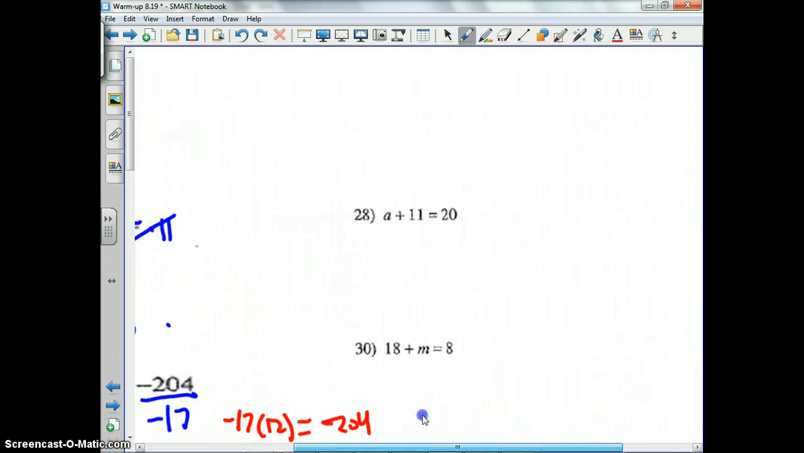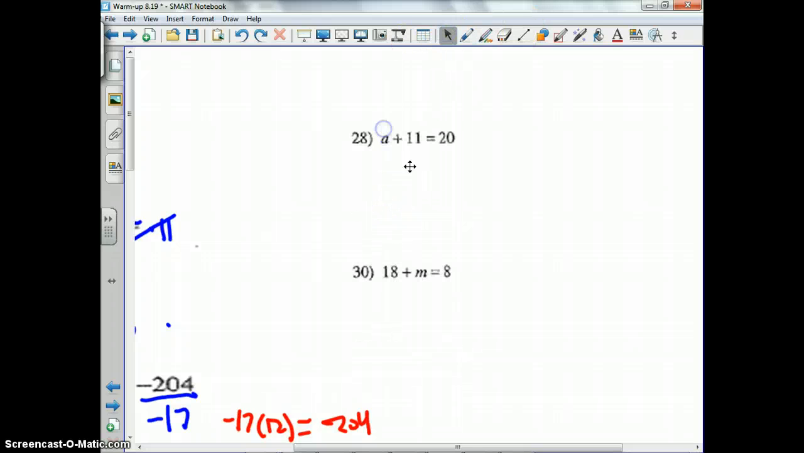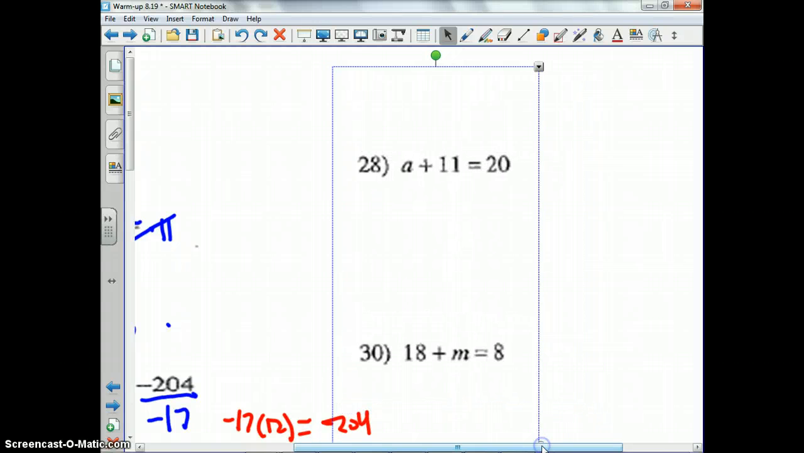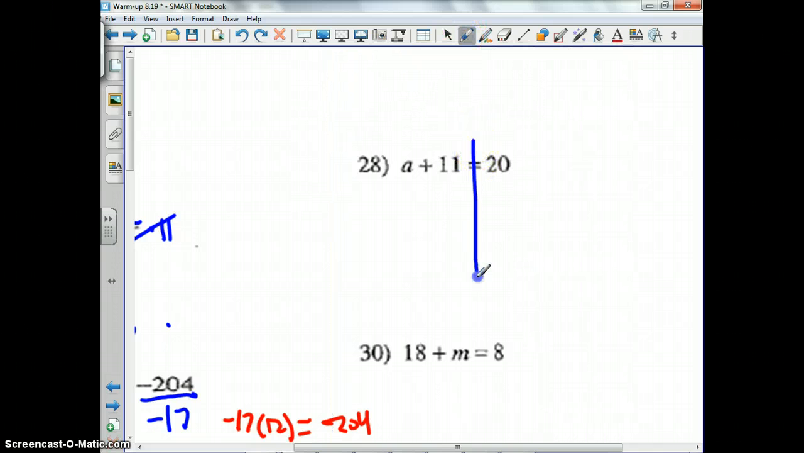We got 28 and 30. And then we'll be done. Make that just a little bigger there. All right. So right here, we have a plus 11 equals 20. So it's plus. The inverse of addition is subtraction. So if I take away 11 from both sides, that makes that 0, which isolates this a. 20 minus 11 is 9. And if we check, we could say, well, if a is 9, 9 plus 11 does equal 20.